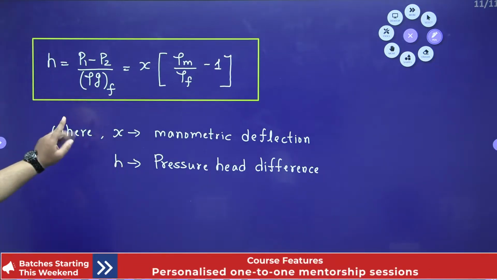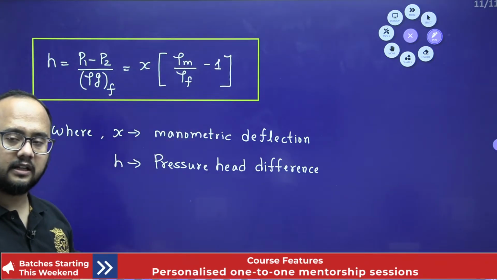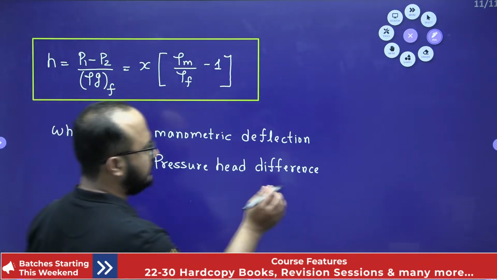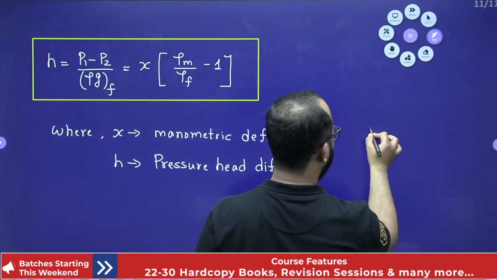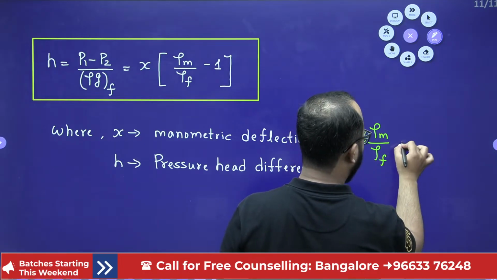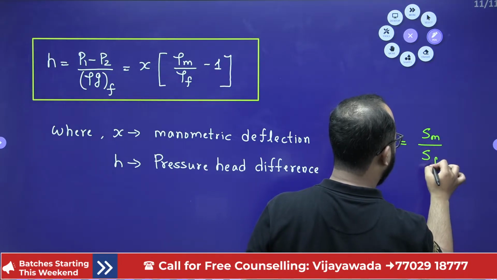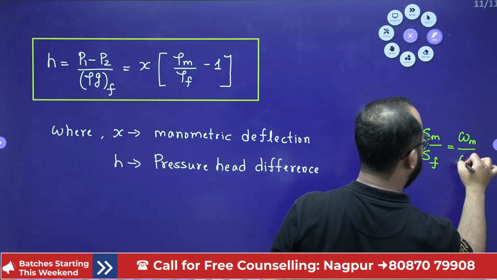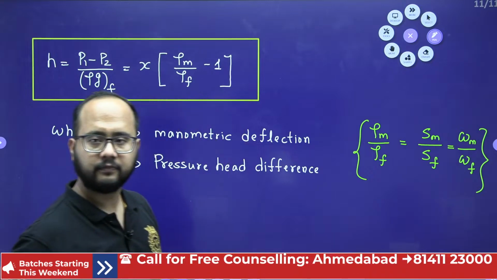Most of the time they will not give you density directly. Instead of density, they can give the specific gravity. This much basics you should understand, because we have already discussed properties of fluid. Density of manometric fluid divided by density of this fluid can also be written as specific gravity of manometric fluid divided by specific gravity of the fluid, or directly as specific weight of the manometric fluid divided by specific weight of the fluid. This is the basic part everyone should know.